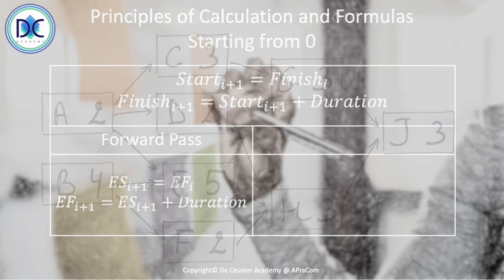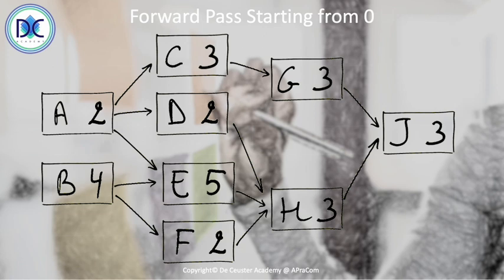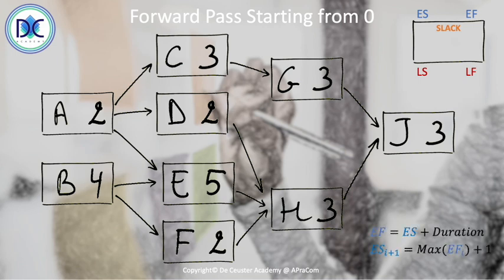So let's have a look at the forward pass starting from 0. So we start with A. A gives us the first calculation. On the top right, you see the legend. So we have early start, early finish on the top. And that's what we're going to do in this part of the presentation. So we have the formulas that we can use to calculate the early start and the early finish times. So what do we have here? We start with A. So we start at 0. 0 plus 2 is 2.